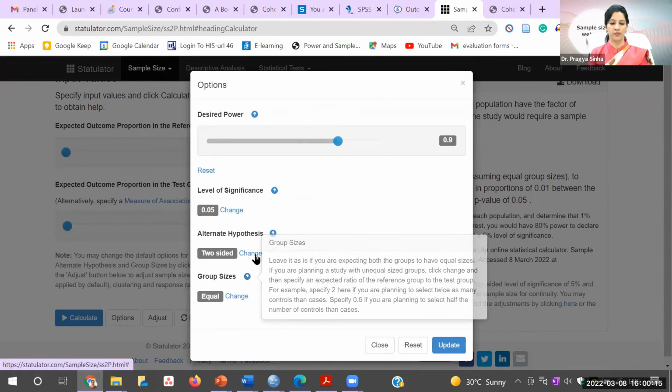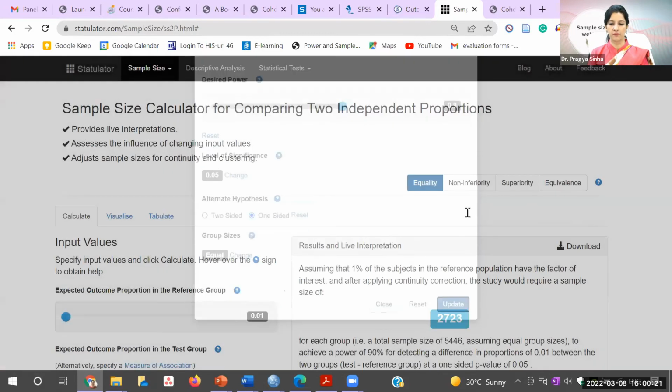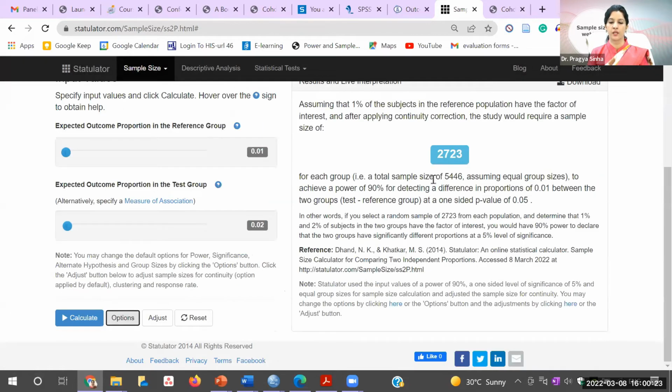And the alternate hypothesis was one-sided, so I may set this to one-sided, and then I'll update this. So you can go through the write-up that the required sample size is 2,723. And you can see here that 1% of the study subjects in the reference population have the factor of interest, and the other one was 2%. So there was a difference of 1%, a difference of proportion of 0.01. And then it was a one-sided hypothesis. So the total sample size is 5446.